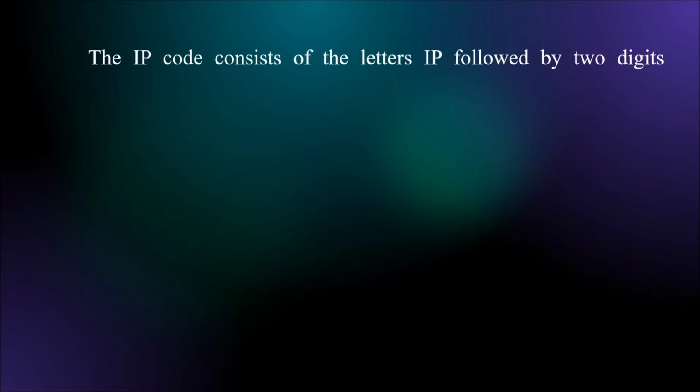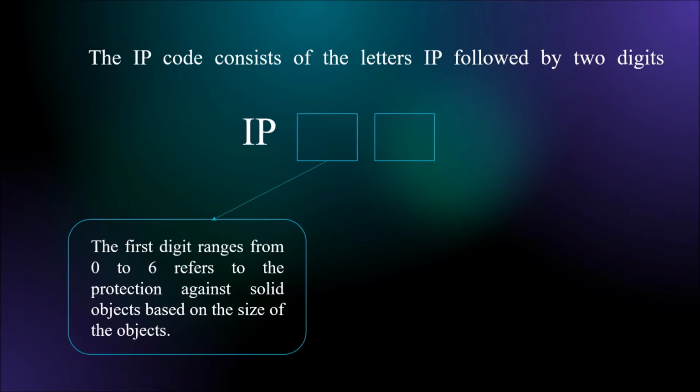The IP code consists of the letters IP followed by two digits, such as IP68, and each has different protection and level. The first digit, ranging from 0 to 6, refers to the protection against solid objects based on the size of the objects. The higher the number, the better the protection. For example, if the first digit is 6, then it indicates a dust tight enclosure, while if the first digit is 3, it indicates protection against solids greater than 2.5 mm.